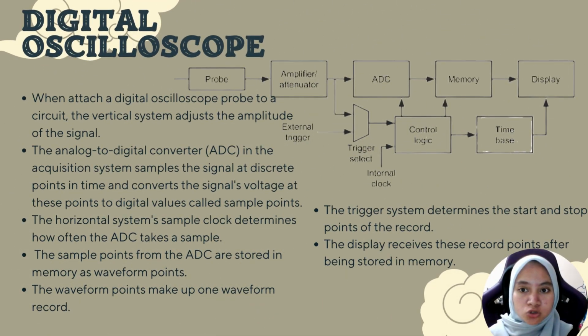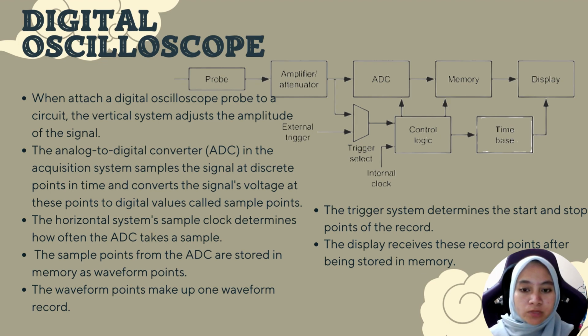For digital oscilloscope, when you attach a digital oscilloscope probe to a circuit, the vertical system adjusts the amplitude of the signal. The analog to digital converter (ADC) in the acquisition system samples the signal at discrete points in time and converts the signal's voltage at these points to digital values called sample points. The horizontal system sample clock determines how often the ADC takes a sample.